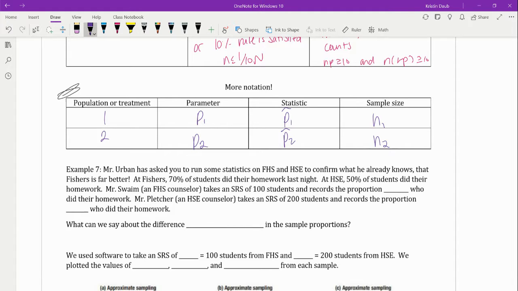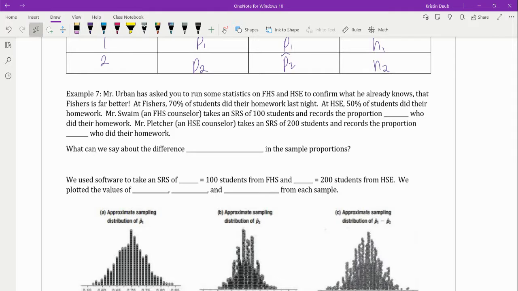Let's take a second to read example 7. I'll give you a minute to look through it here, and if you want, you can pause the video now and read through it.